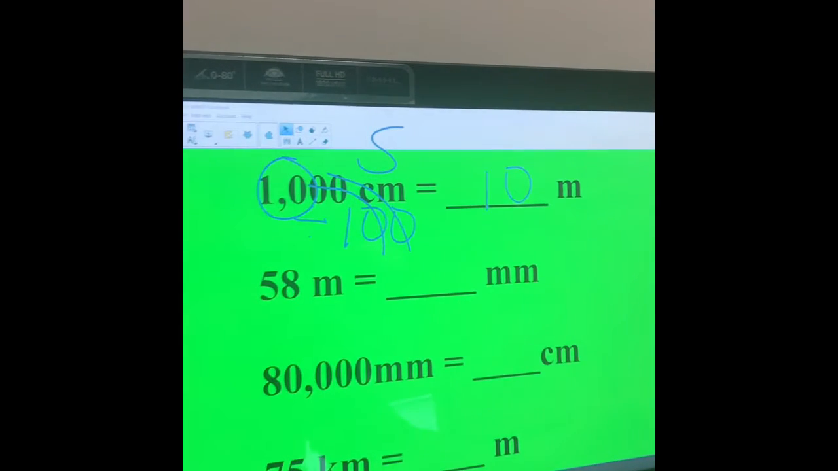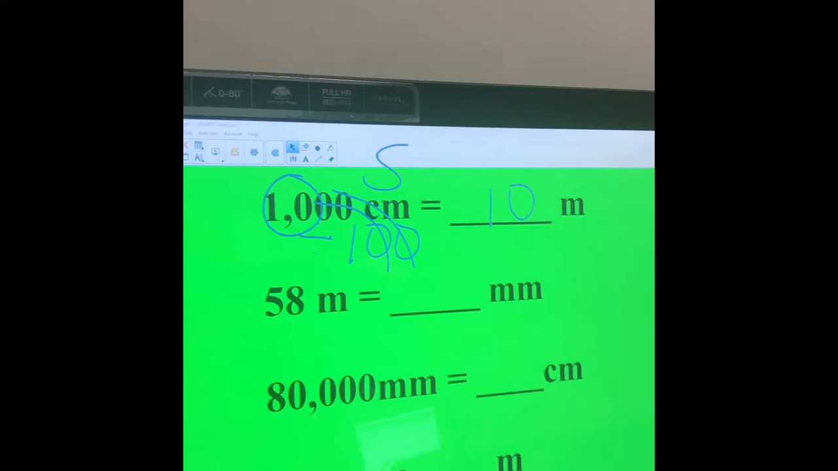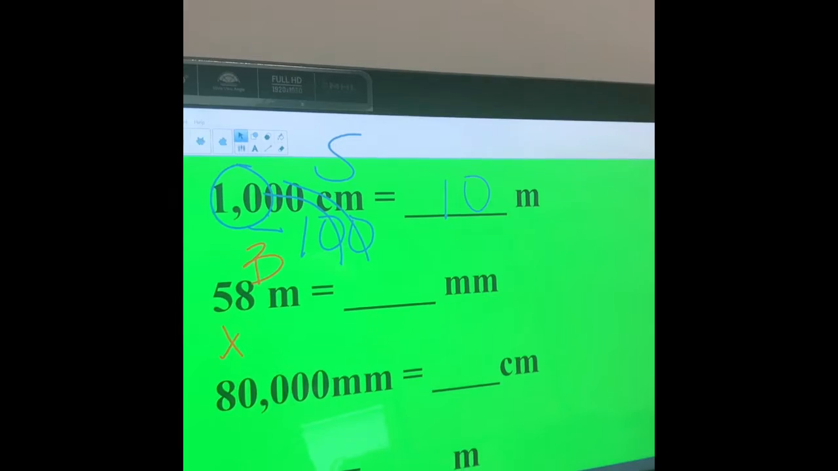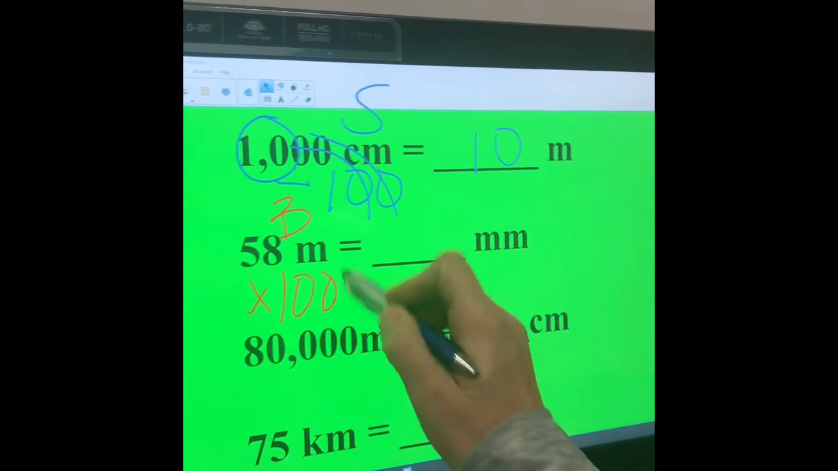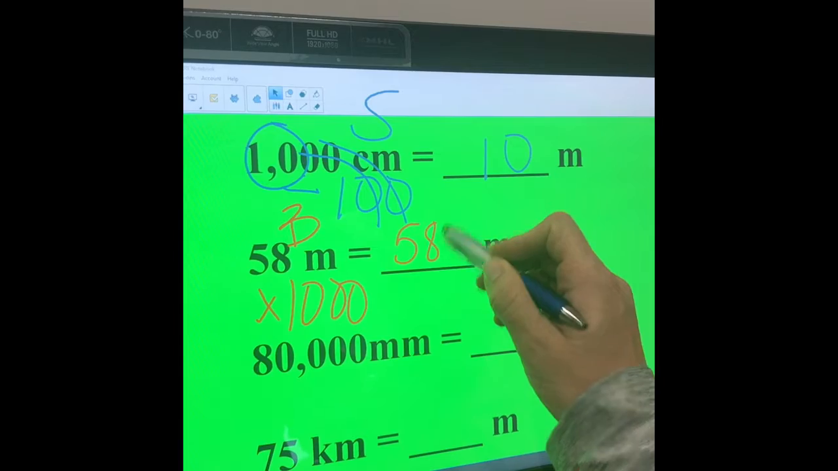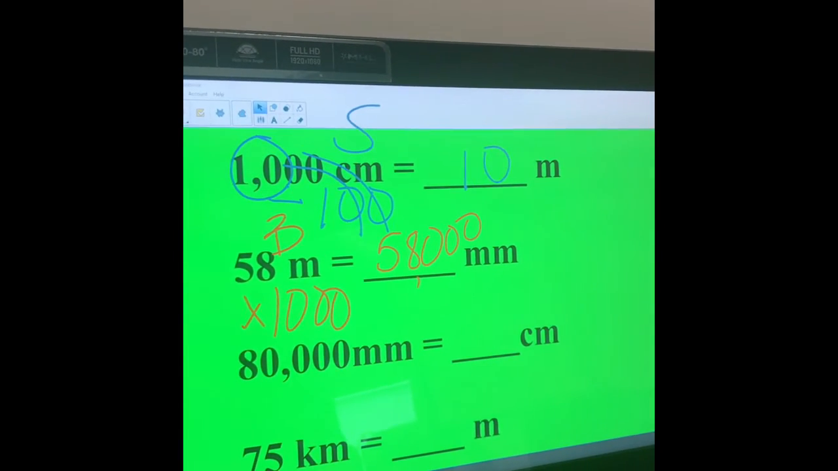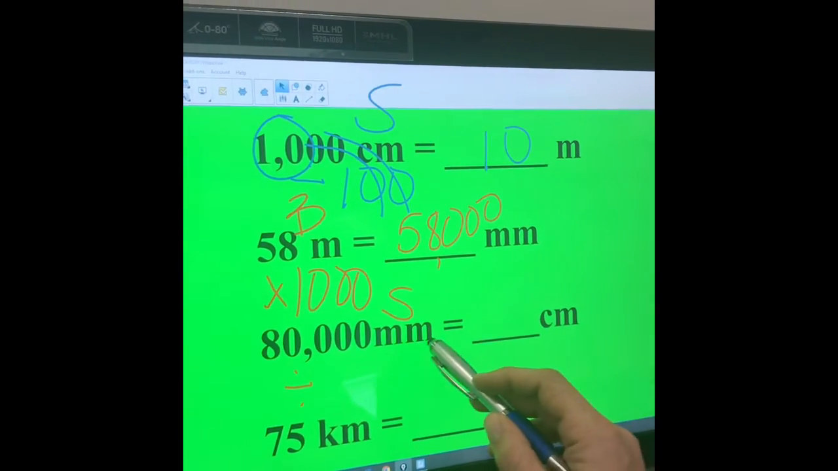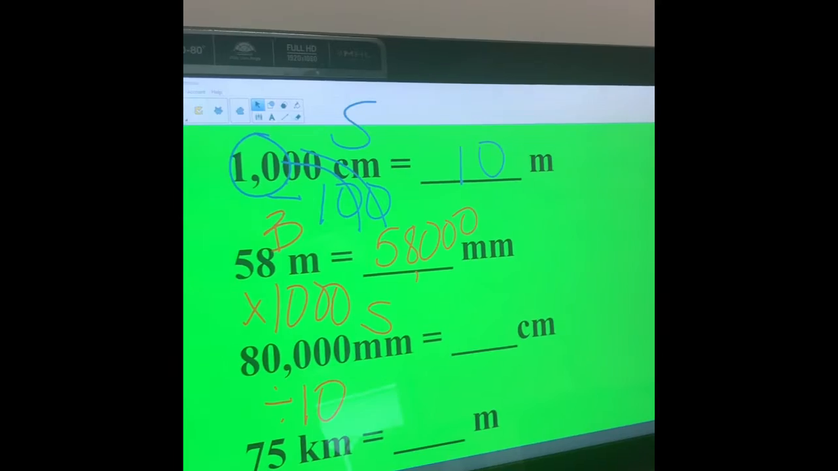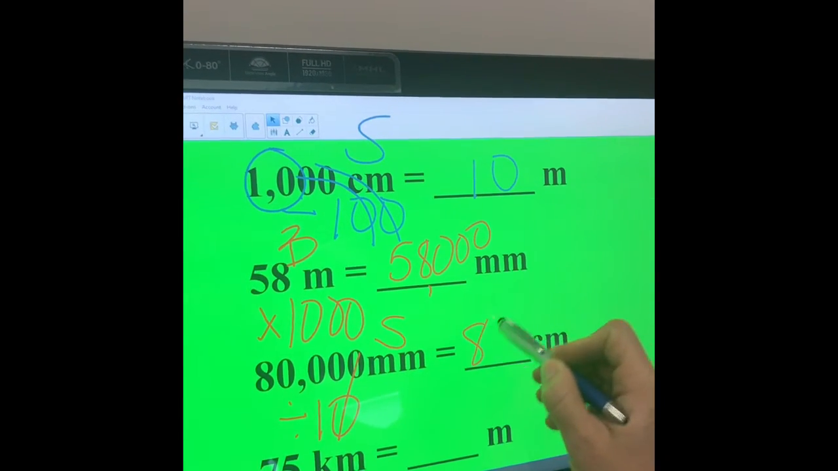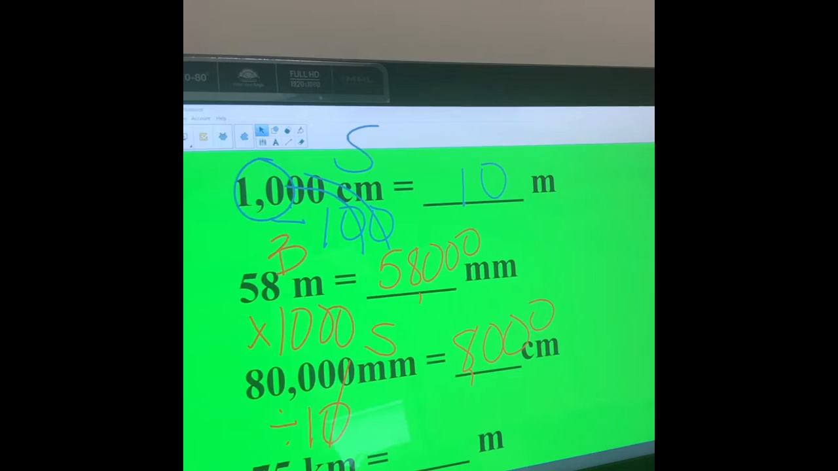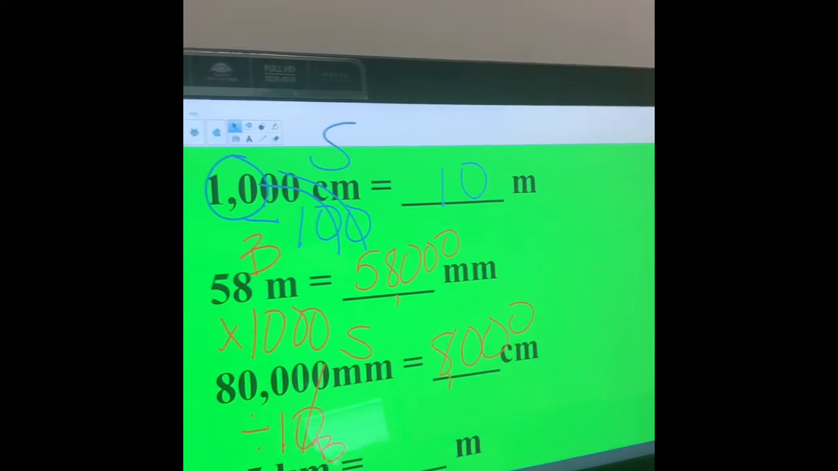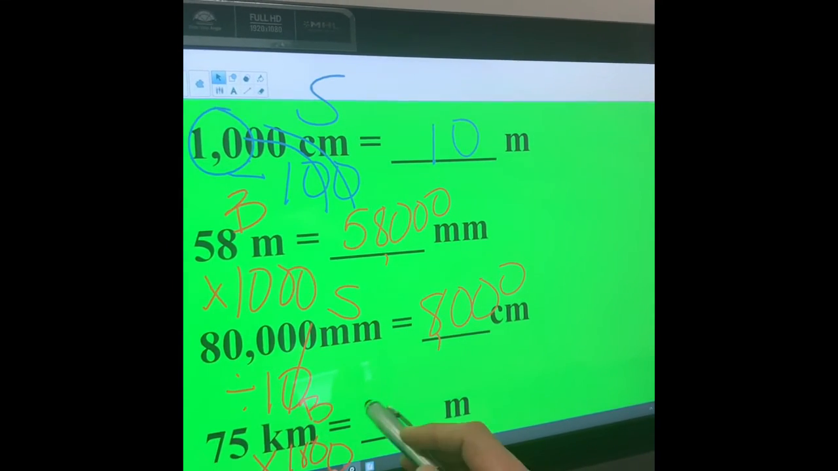All right, the next one, let's go to a different color. Meters are big, so we're gonna multiply. And there are 1,000 millimeters in a meter, so you're gonna multiply by 1,000. And when you multiply by a number, you're just adding some zeros, so 58,000. Millimeters are small, so we're dividing, and there are only 10 millimeters in a centimeter, so we're just getting rid of a zero. 8,000. And then kilometers are big, so you're going to multiply. There's 1,000, so it's going to be 75,000.